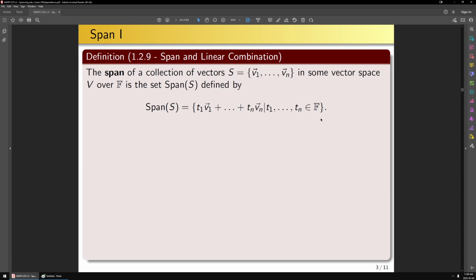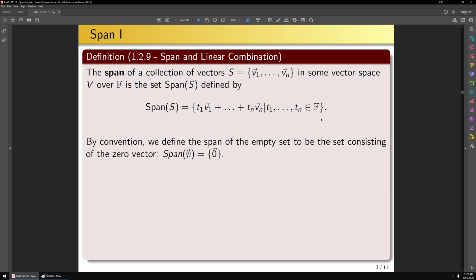Now, for very important reasons, we're also going to add a very particular convention. We're going to define the span of the empty set to be the set containing the zero vector. Now, mathematically, you can kind of look at this and say, well, if the set's empty, if there are no vectors, there is no linear combination, so why would anything be in the span? And that's a valid question, right?